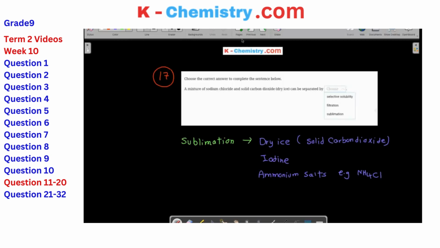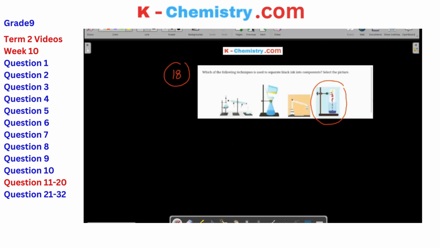Number 17, a mixture of sodium chloride and sodium carbon dioxide can be separated by, we know that once we see dry ice, solid carbon dioxide, or iodine or ammonium salts, we will always use sublimation. Number 18, which of the following techniques is used to separate black ink into components? Anything that I see, dyes, pigments, colored substances, inks, I will use chromatography. So this is chromatography.